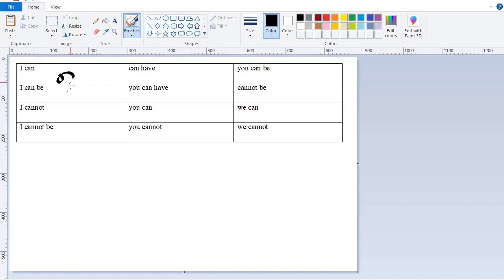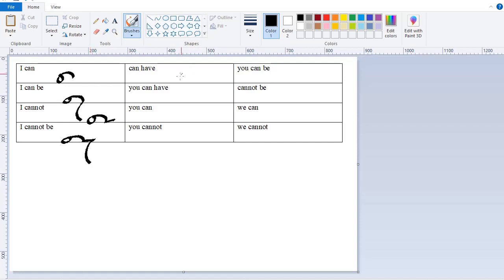Okay. So next we have I can be. So I can be. Ayusin natin. Ang pangit. We have I can be. Okay? I can be. Next, we have I cannot. So, we have I, and then can, and then not. I can be. I cannot be. So, we have I cannot be.